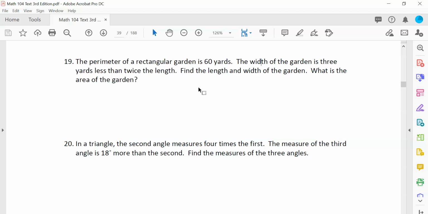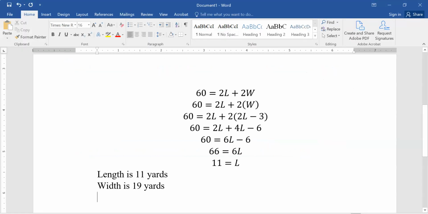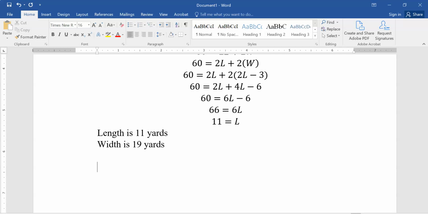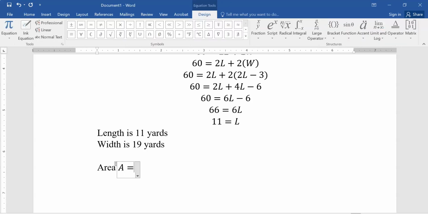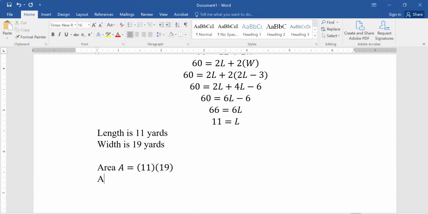I say almost because we did find the length and width of the garden, but this one also asks what is the area of the garden. So this one at the very end kind of throws in an area question. And we know that the area of a rectangle is length times width. So all we need to do is take 11 times 19 and end up with 209. So the area is 209.